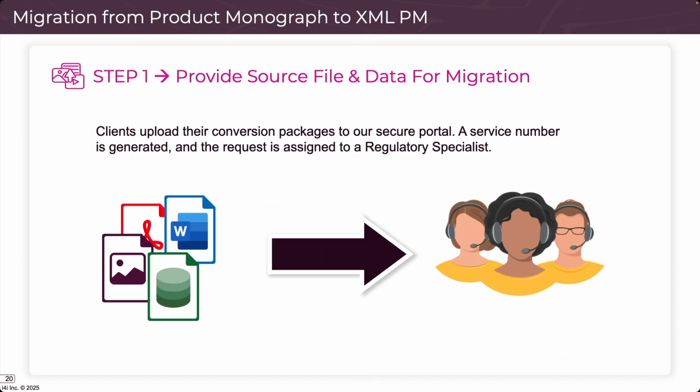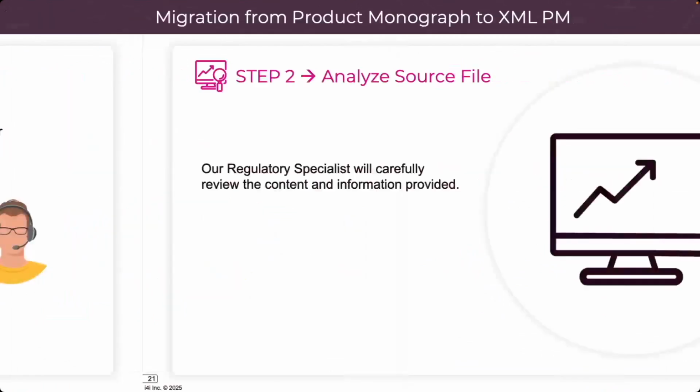You will provide us the existing product monograph in a clean or redacted Word document or even a text-enabled PDF format, along with the product and business information required for the data element section of the label. This can be done by simply updating the data collection spreadsheet that we provide you with.